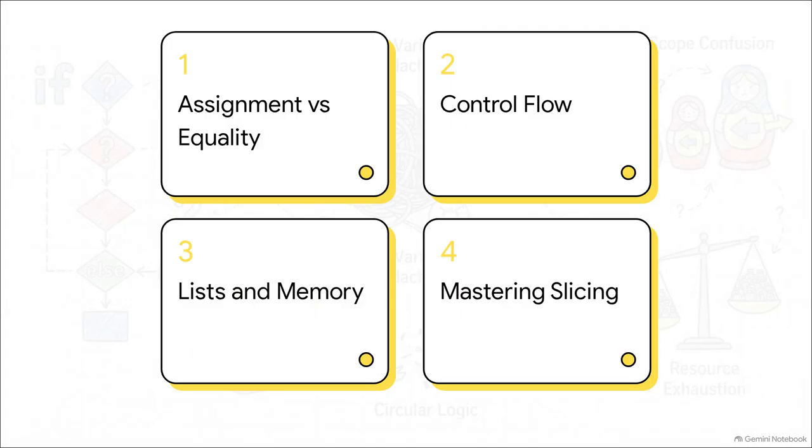Today's agenda maps out our bug hunt. We're covering 1. Assignment versus equality, 2. Navigating control flow, 3. Lists and memory, and 4. Mastering slicing. Let's get right into it.